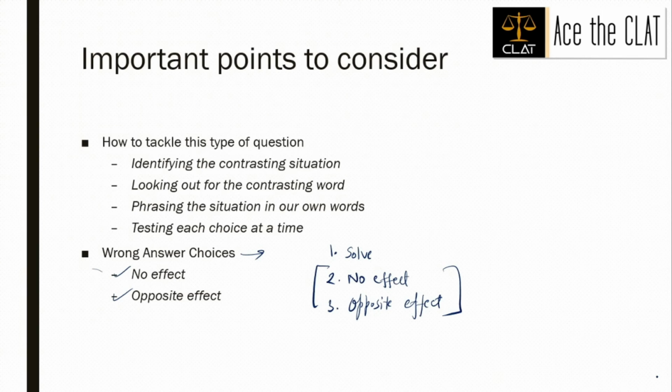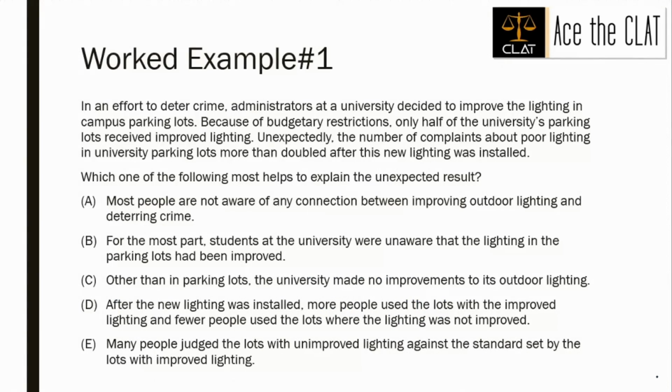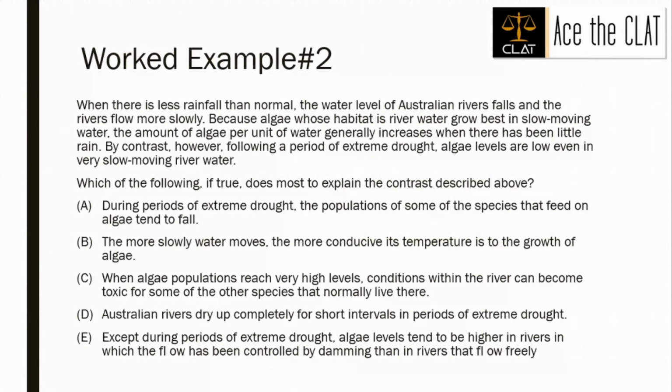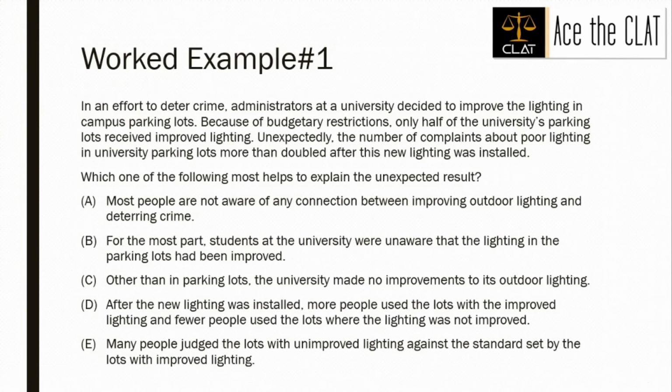Now let us solve some worked examples. Okay. This one is our first worked example. By the way, this question was taken from an LSAT paper. ठीक है? And this one was taken from a GMAT guide, if I'm not wrong. ठीक है? That's a disclaimer over here. Now, what this question says is, in an effort to deter crime, administrators at a university decided to improve the lighting in campus parking lots. Okay. Because of budgetary restrictions, only half of the university's parking lots received improved lighting.